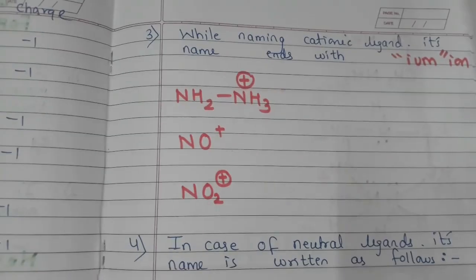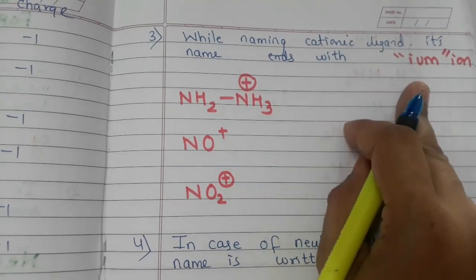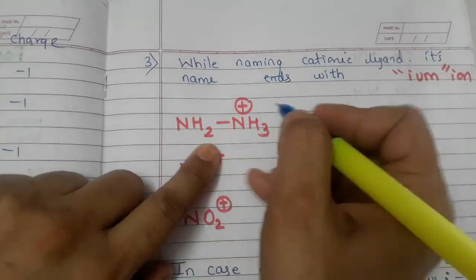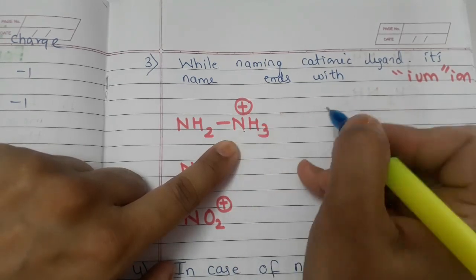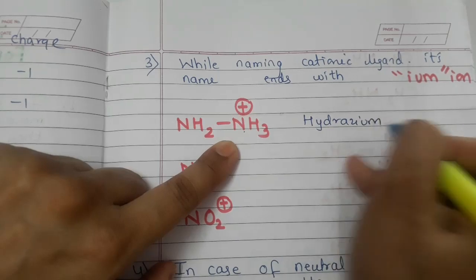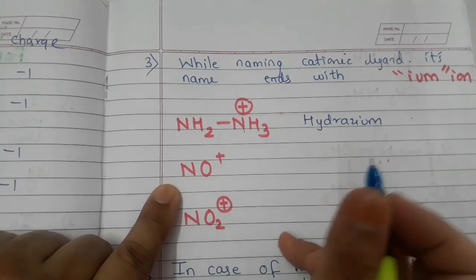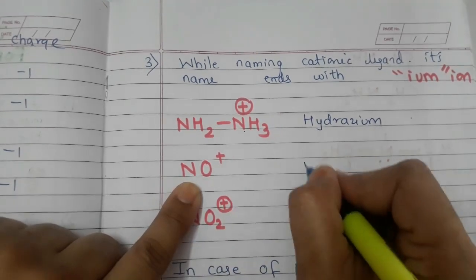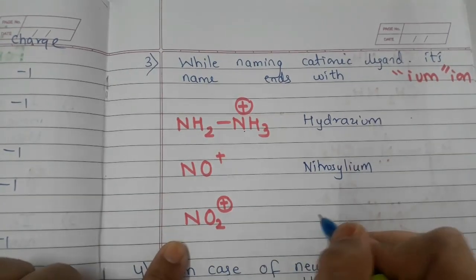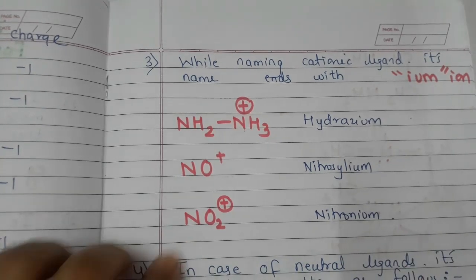Now let us come here. While naming a cationic ligand, its name ends with ium. This is hydrazine, but a proton has been donated to nitrogen, so this is now hydrazinium. The charge over here is neutral, it's a neutral ligand. This is nitrosonium, and this is nitronium. These are the positive ligands.